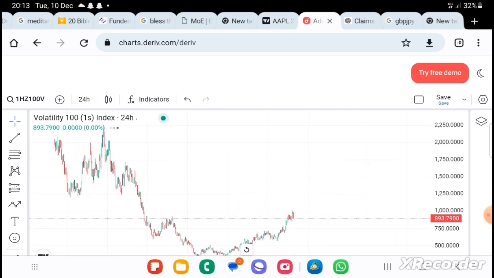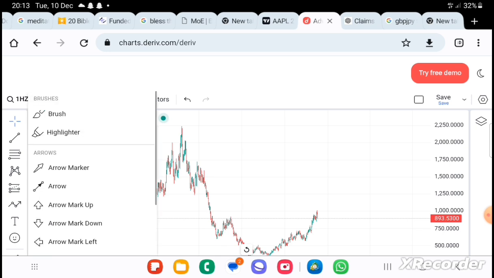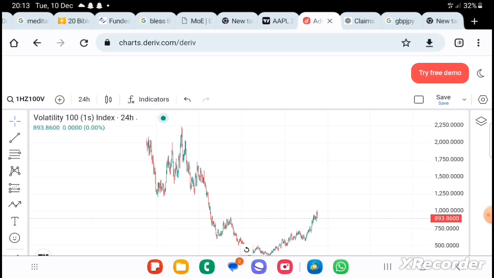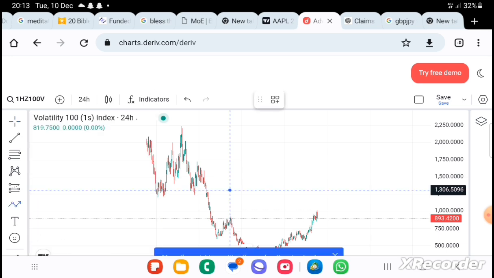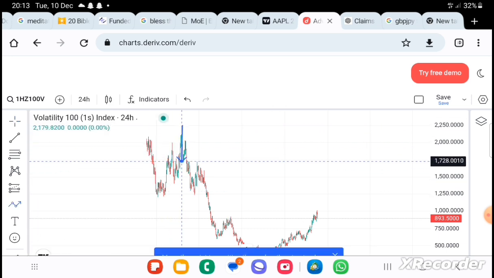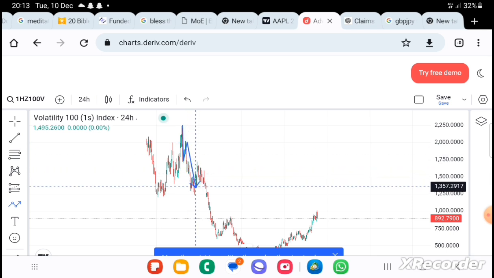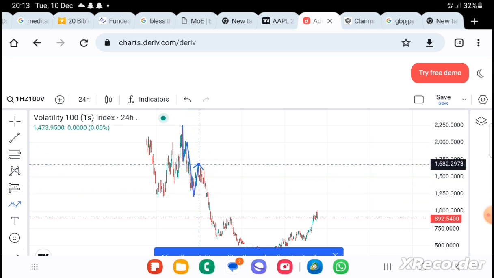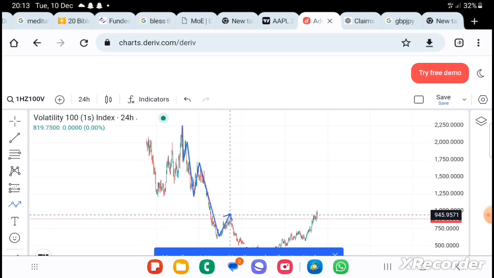So when you zoom out, you can see that price was selling. If you look from this side, price has been selling. To this point it went up a bit, then came down. So price has been selling for the longest period.